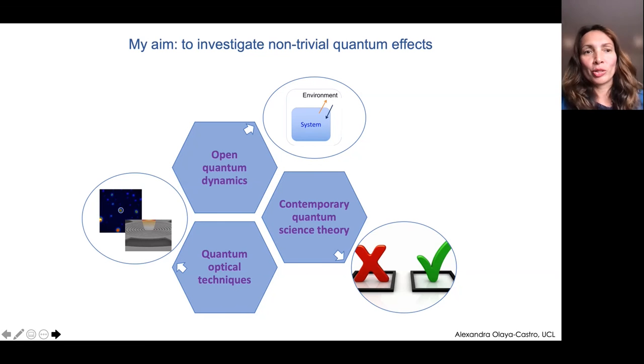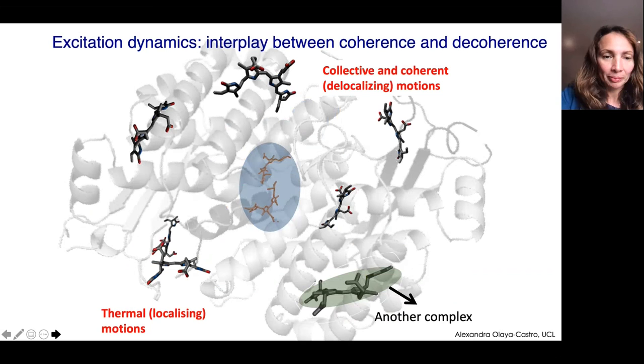My approach, because I am a physicist by training, is complementary to the approach that a physical chemist or a quantum chemist will have. I try to integrate contemporary quantum science theory, because we want to understand truly what is non-classical in these systems. We take an open quantum system approach rather than a molecular level approach. And experimentally, our aim is to use quantum optical techniques to probe coherence properties in these systems. That's where we are aiming at the moment.